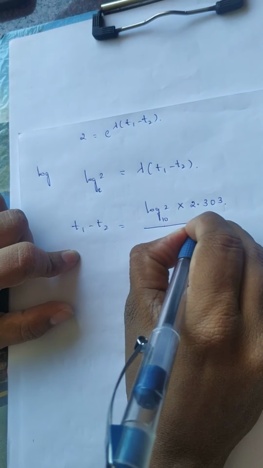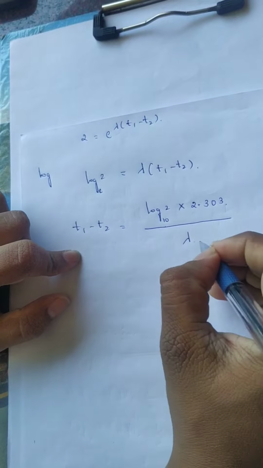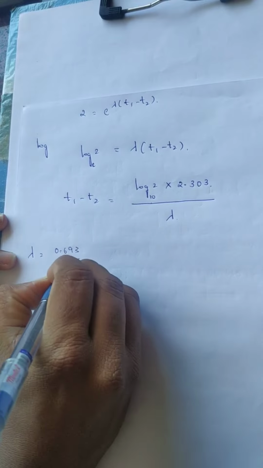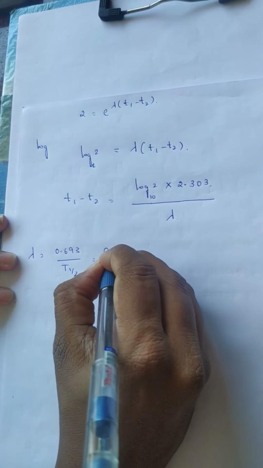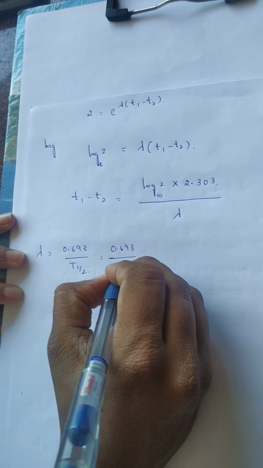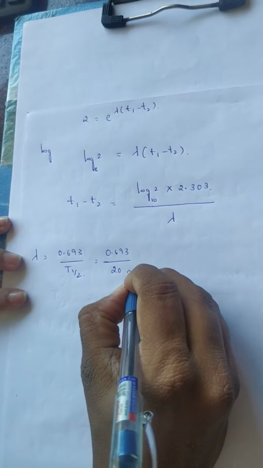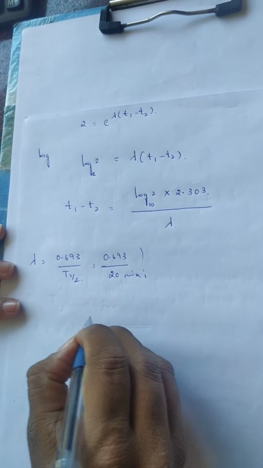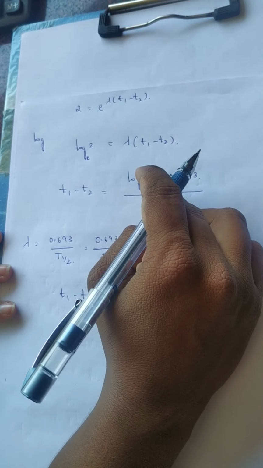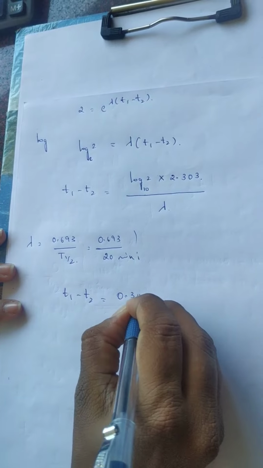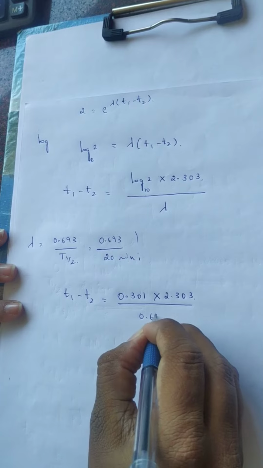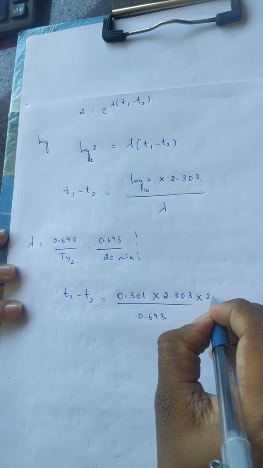Students, keep in mind this, and we have lambda here. Now what lambda is nothing but 0.693 by t half, right? 0.693, t half is nothing but 20 minutes, right? Now if you substitute this here, what happens? T1 minus T2 is equal to log 2 to the base 10, which is 0.301, into 2.303 divided by 0.693.